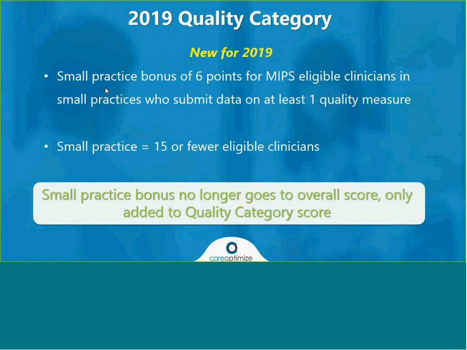However, that small practice bonus in 2019 is only going to be attributed to your quality category. No longer will it go to your overall score. I'm going to say that again. The small practice bonus is only going to be going to your quality category score. No longer does it go to the overall score as it did in years past.